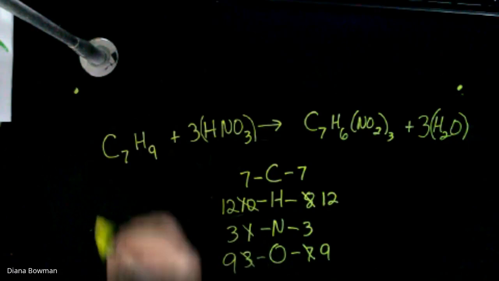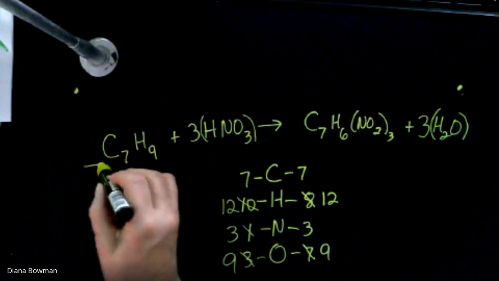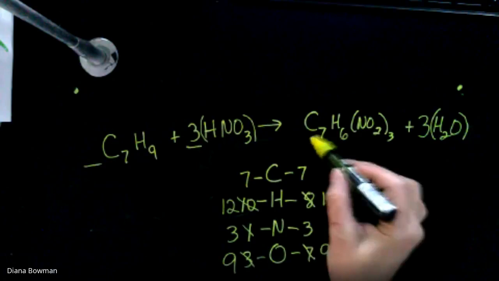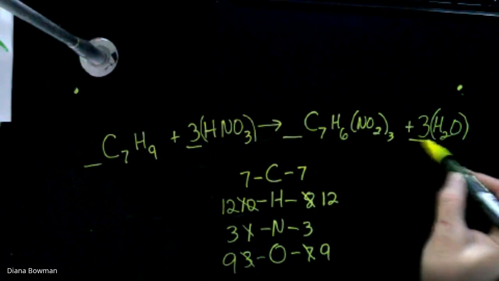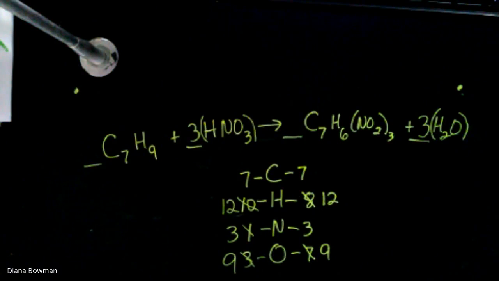I love it when it works out easy like that. So I put a coefficient of 1 there, 3 there, 1 there, and a 3 there. And it's balanced.